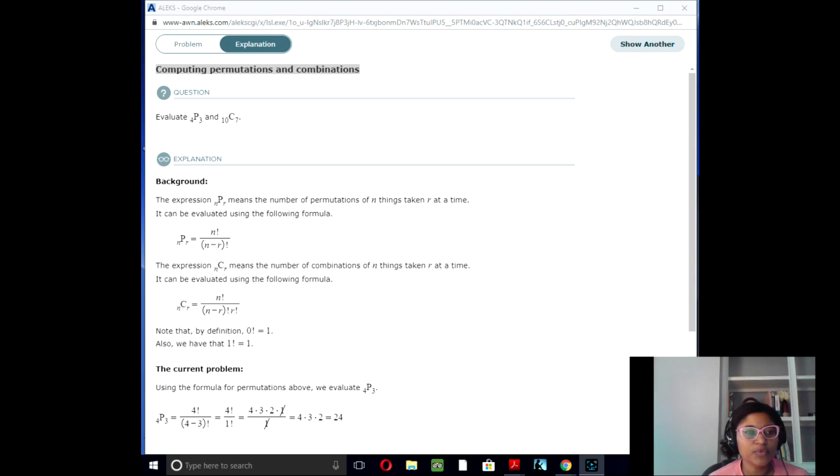Okay, for this problem, we are calculating permutations and combinations. So we have to evaluate P(4,3) and 10C7. Don't get scared when you see this, because it's just like the last problem we just worked out.